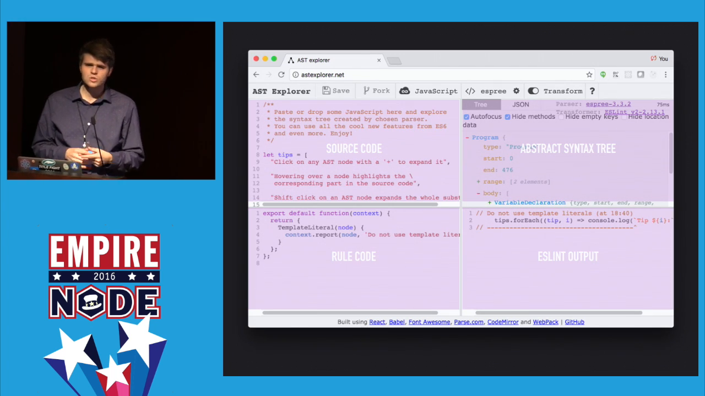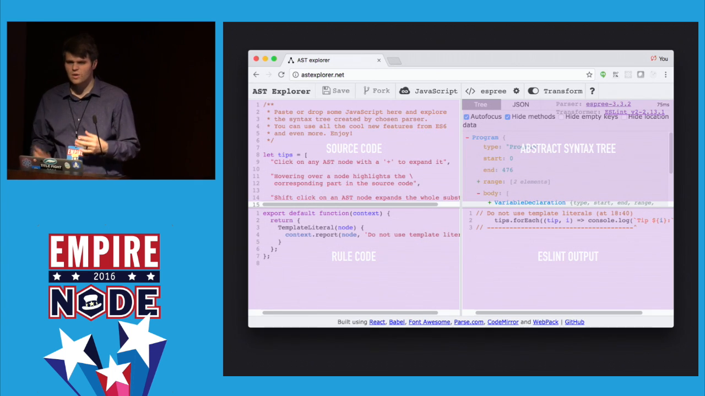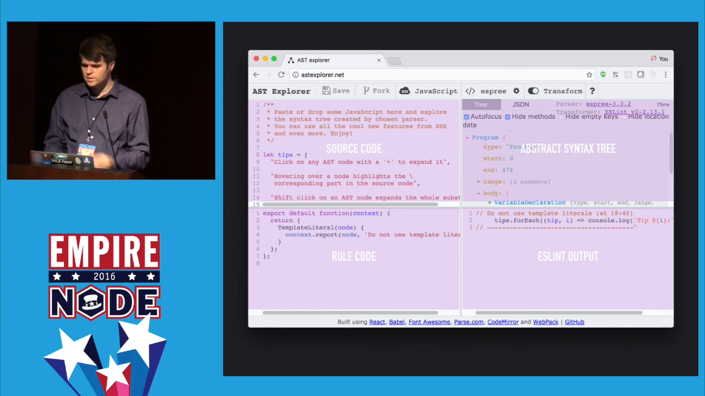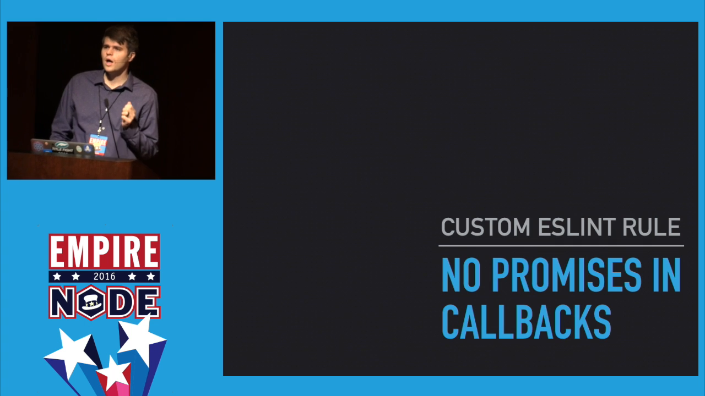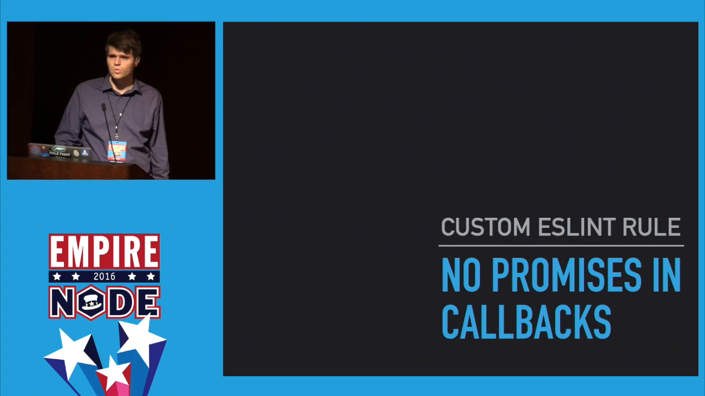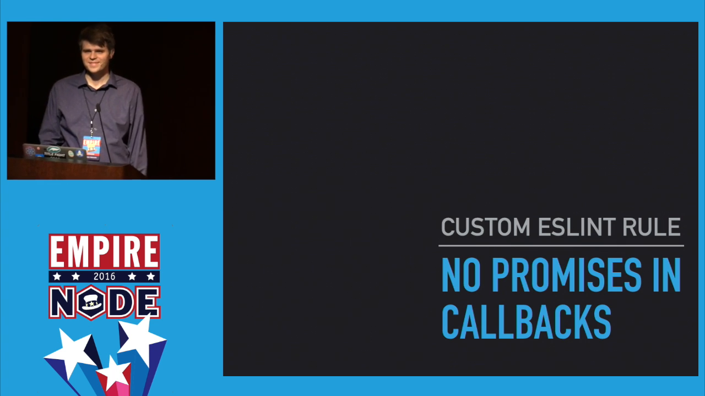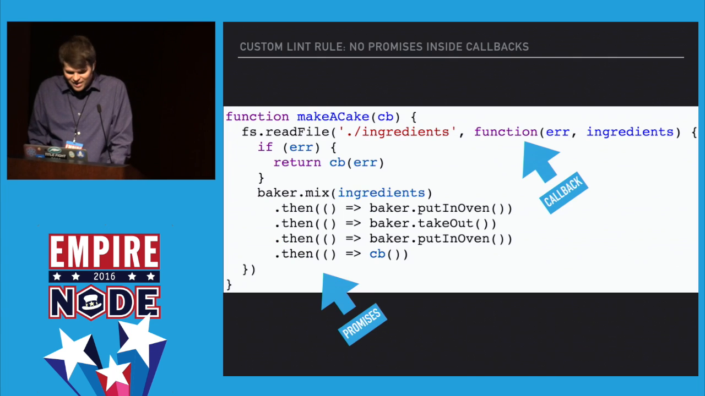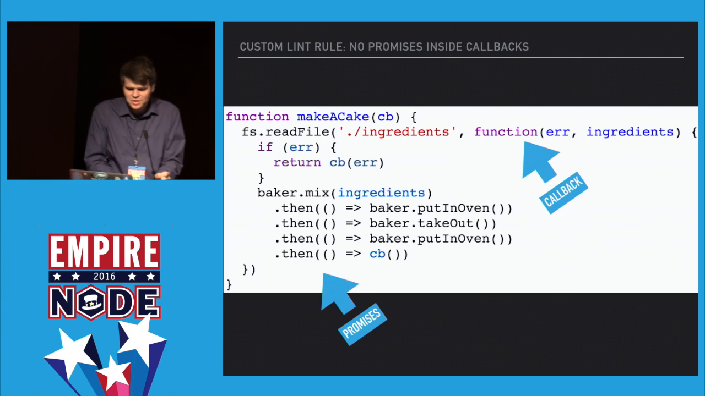So I showed you at the end my biggest pet peeve, which is mixing promises and callbacks. So let's write a rule that will prevent anyone who's working on this code from mixing promises and callbacks. It seems like a good idea. Who thinks this is a good idea? Y'all think it's a good idea. That's cool. All right. So here's our code.